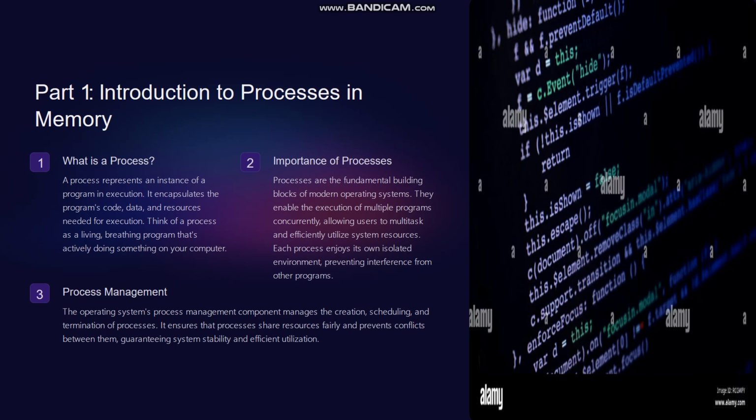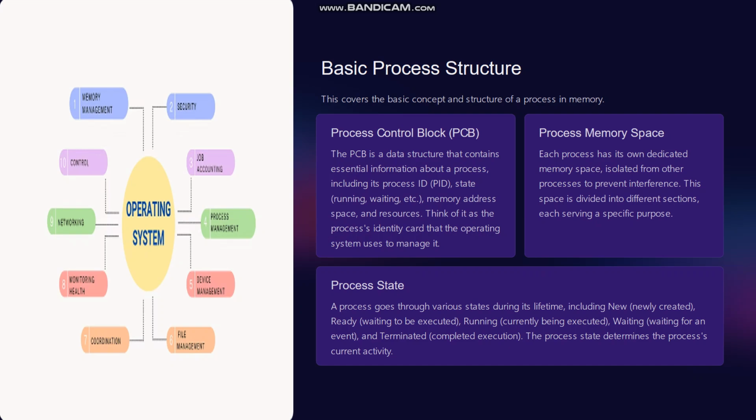Process management. The operating system's process management component manages the creation, scheduling, and termination of processes. It ensures that processes share resources fairly and prevents conflicts between them, guaranteeing system stability and efficient utilization. Basic process structure. This covers the basic concept and structure of a process in memory.